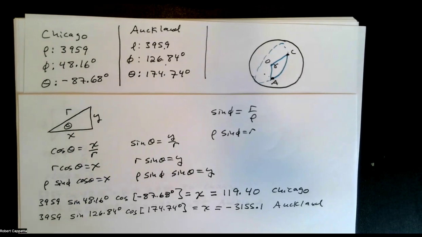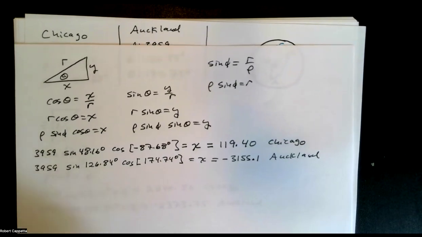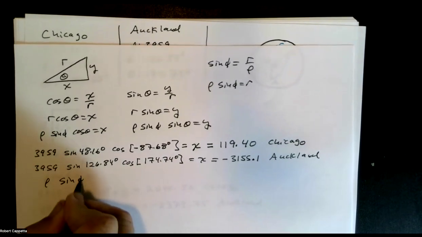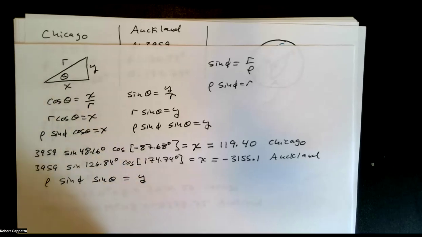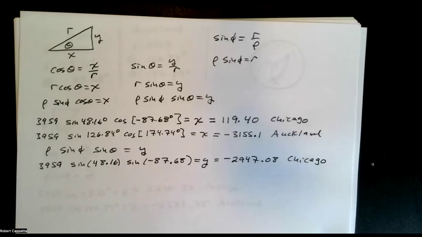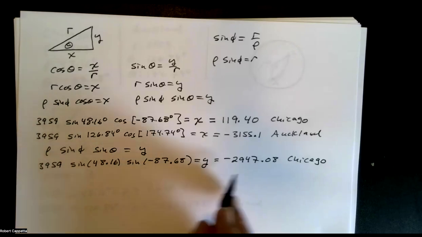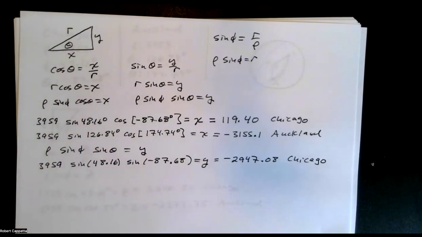We've got to do the same thing for the Y values for both Chicago and Auckland. Remember, our rule for the Y values will be what? Rho sine phi sine theta is Y. So let's go ahead and plug those values in. So plugging in the values again, rho sine phi sine theta, plugging in the values for Chicago, we get negative 2947.08 is the Y value for Chicago.